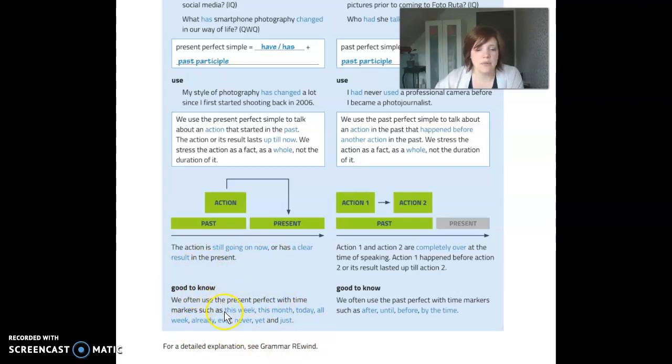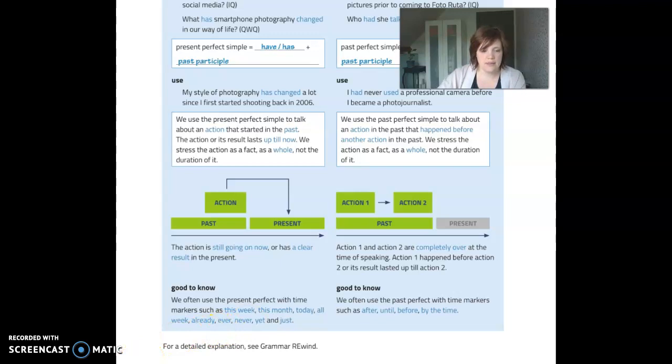What can also help you is to have a look at some of the time markers, like for example this week, this month, this year. If you see those type of time markers, you have to remember to use the present perfect tense. Today, all week, already, ever, never, yet, just. These are typical time markers that go with the present perfect tense. You have to keep that in mind.